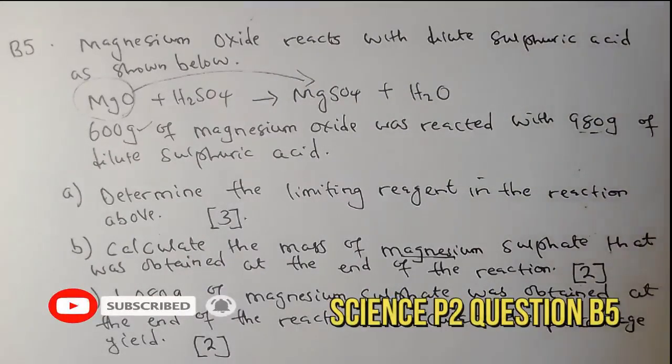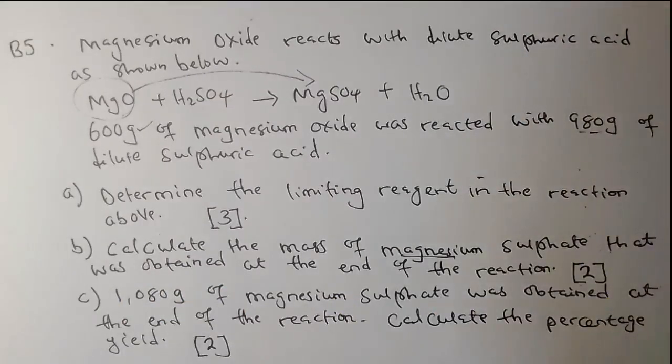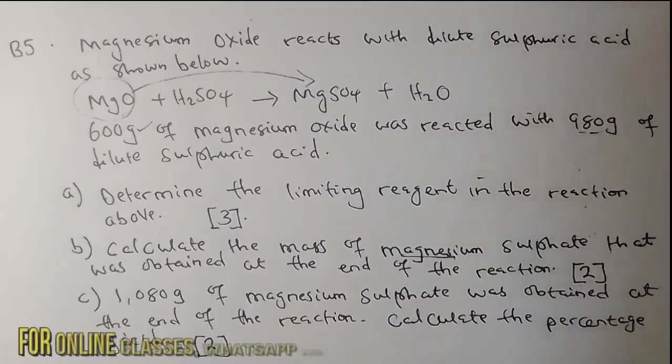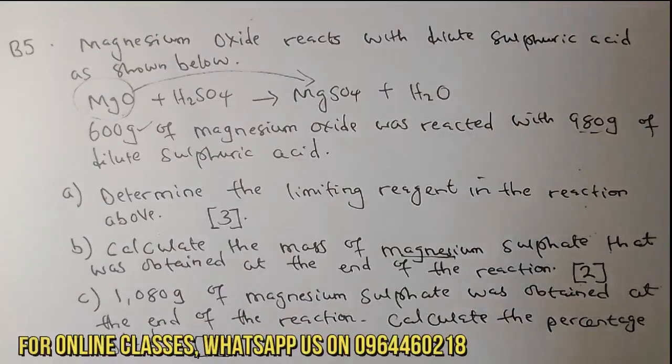In this video we are going to solve the mock exam from 2019, question B5, Science Paper 2, which is Chemistry. So I'm going to show you how you can answer these questions.